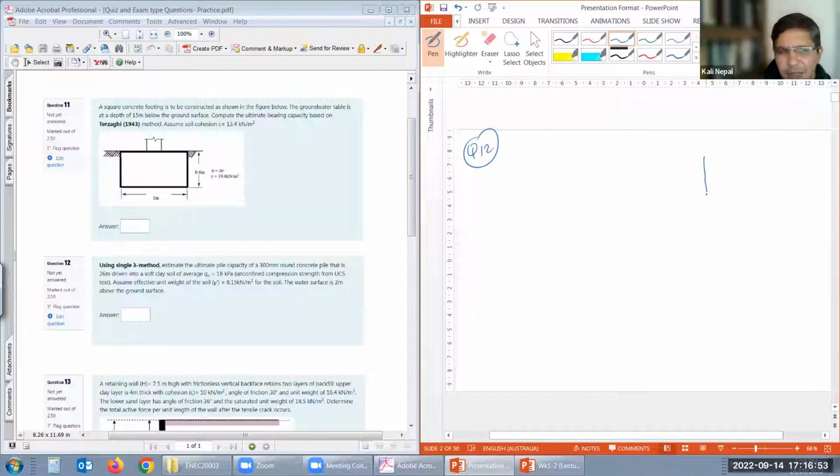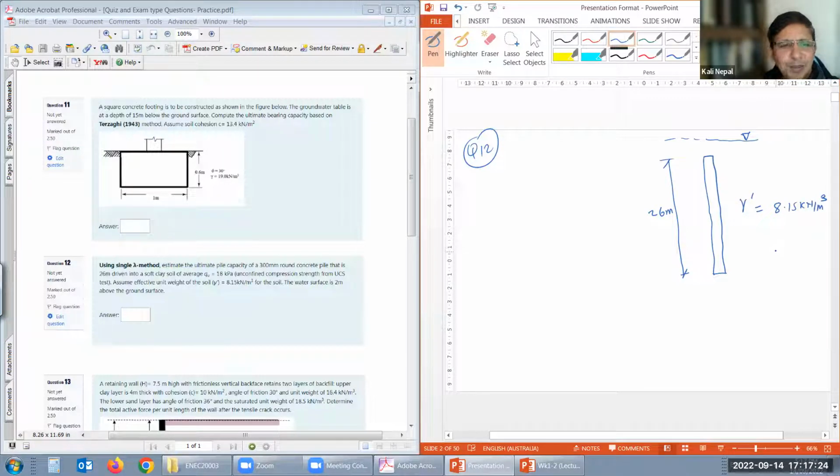How long is the pile? 26 meters, from here to here. The 26-meter pile is in clay. So where is the water table? The water table is 2 meters above the ground. So everything is submerged and we use effective gamma. Gamma dash is given there, 8.15 kilonewton per meter cubed, already converted. You don't need to subtract 9.81 because the effective or submerged unit weight is given.